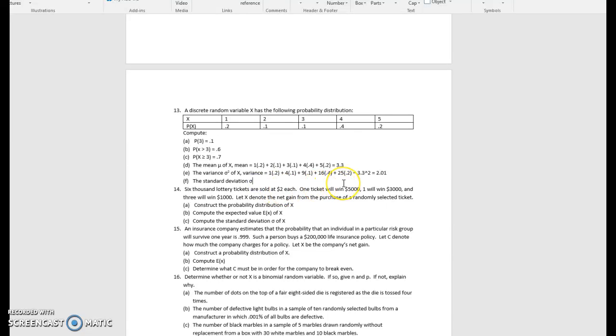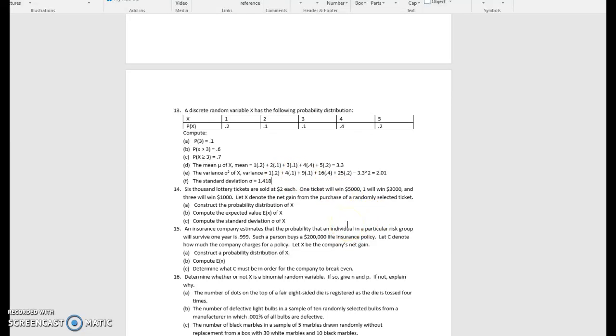Let's now get the standard deviation. Fortunately, that calculation is now easy. Once we've got the variance, the standard deviation is the square root of that number. So the standard deviation is going to be the square root of 2.01. And if I just take it out 3 decimal places, I get 1.418.